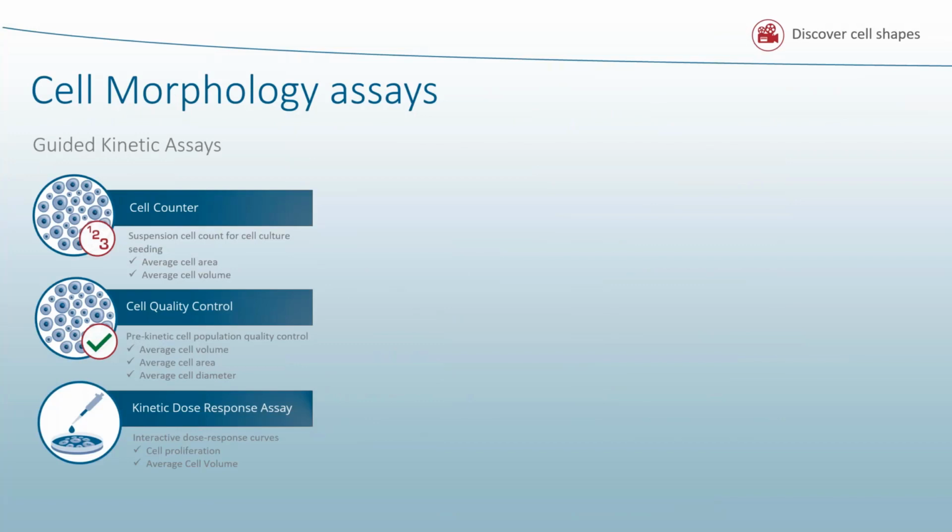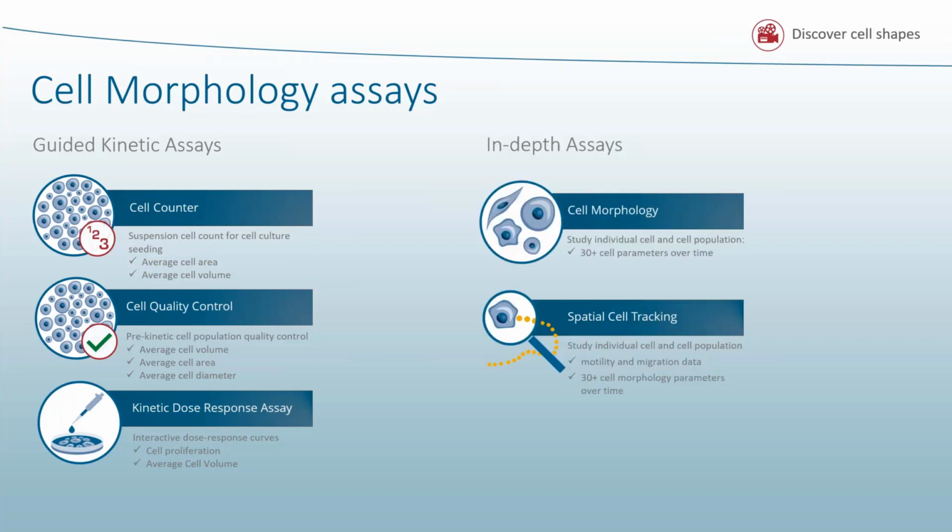When we present these parameters, we do it through different assays that we have in our software. So just using the cell counter, you will still get cell area and volume. You just make a quick cell quality control, and you get measurements of volume, area, and diameter of your cells. Or you do a dose response assay, and you get the cell numbers, obviously, but you also get the cell volumes. So there we utilize only a few of the parameters. For an in-depth usage of parameters, we have the cell morphology and the spatial cell tracking software. In the cell morphology, you get more than 30 cell parameters and can compare different cells. And in the spatial cell tracking, we follow the cells over time, and we can see how all these parameters shift over time.